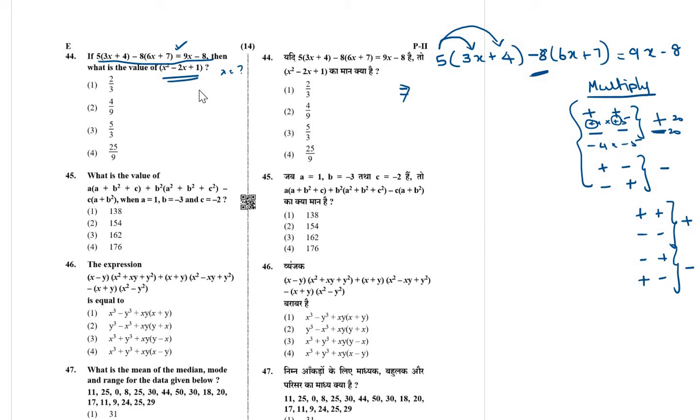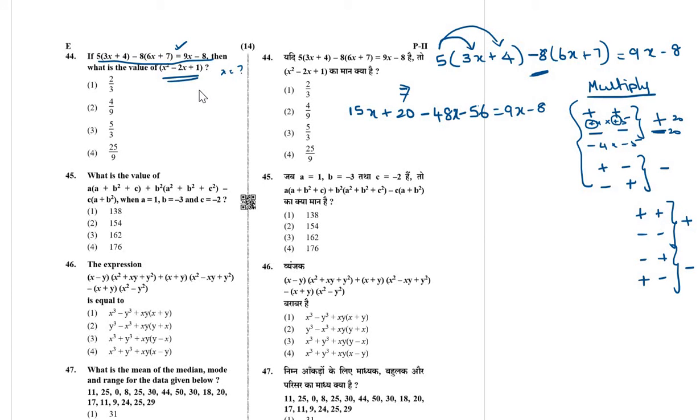So I am multiplying here 5 into 3x. So I am writing from here. 5 into 3x means 15x plus 20. Minus, here minus into plus, minus into plus means minus. Minus 48x, minus into plus, minus 48x minus 56 equal to 9x minus 8.